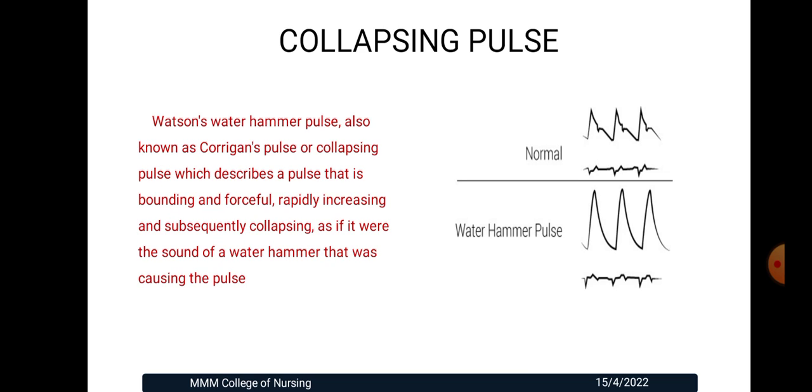First is collapsing pulse. This is a normal pulse and this is a collapsing pulse, otherwise known as water hammer pulse. We'll see in the picture. Water hammer pulse is also known as Corrigan's pulse or collapsing pulse, which describes a pulse that is bounding and forceful, rapidly increasing and subsequently collapsing, as if it were the sound of a water hammer that was causing the pulse.